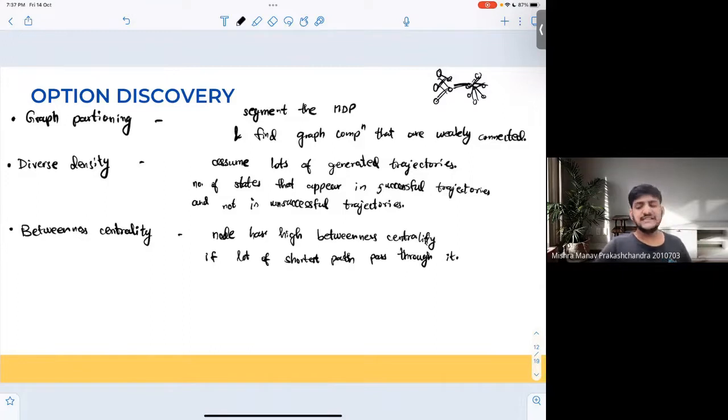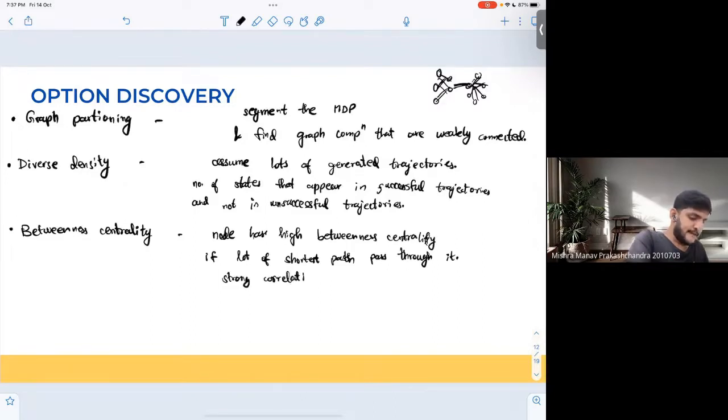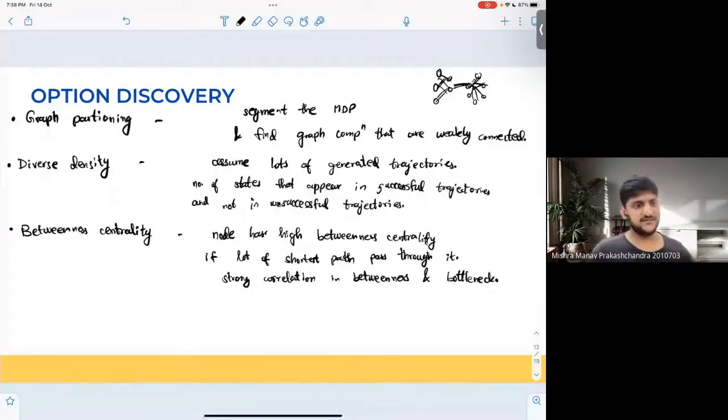So there is a very strong correlation between the betweenness centrality and bottleneck. This is a good indication or direct evidence that a high value of betweenness centrality indicates the existence of a bottleneck in that particular graph, right?